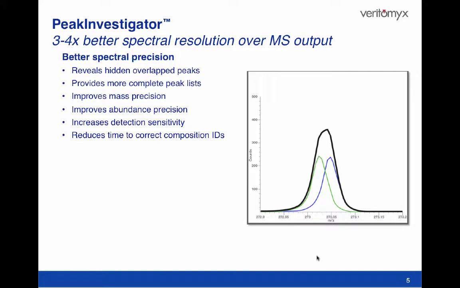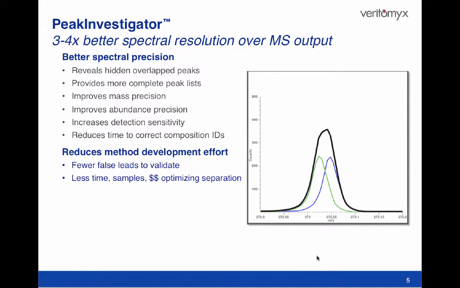PeakInvestigator software delivers a 3 to 4-fold increase in the effective resolution of virtually any mass analyzer. This improved resolution reveals overlapped peaks with up to 10-fold improvements in mass and abundance precision and better signal-to-noise sensitivity. Most importantly, these precision improvements accelerate the journey to correct compositional identifications.